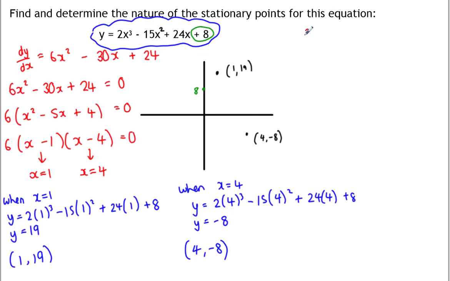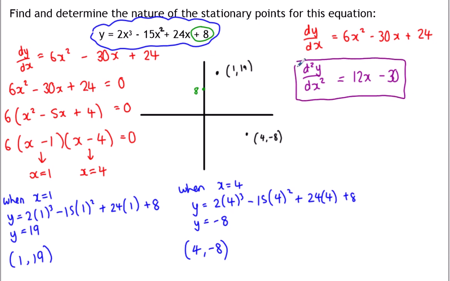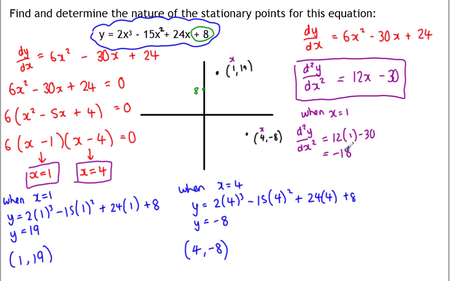So starting with dy by dx, which was 6x squared minus 30x plus 24. Now we're going to differentiate again. So d squared y by dx squared comes out as 12x minus 30, which is not bad for substituting into. And the numbers we're subbing in are these x values from the first part of the question. Okay, it's this and it's this. So we say when x equals 1, d squared y by dx squared, our second derivative, is 12 lots of 1 minus 30, which is minus 18. If it's negative, it's a maximum. So when x equals 1, this is a maximum.